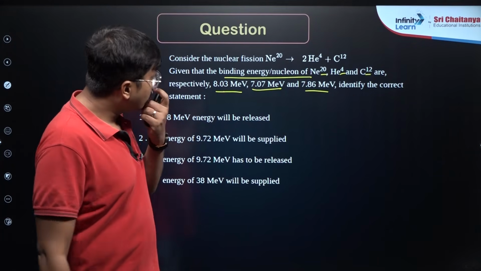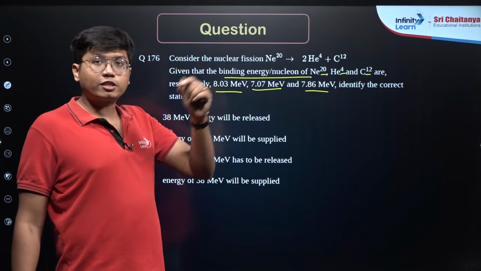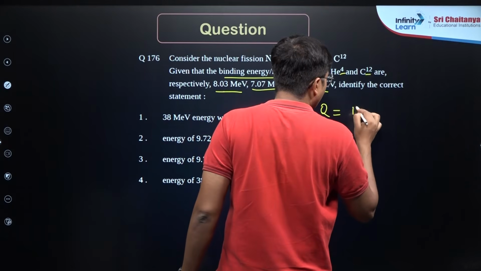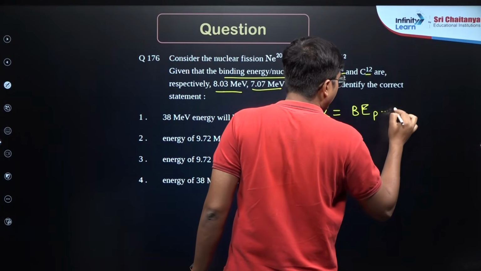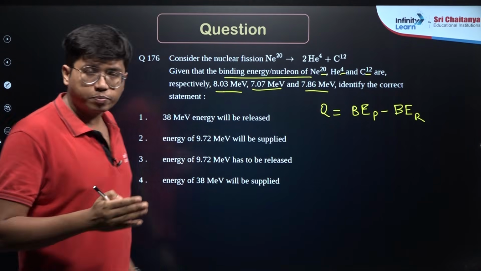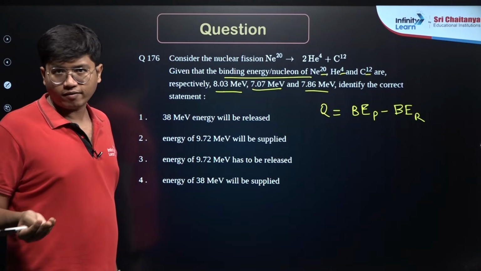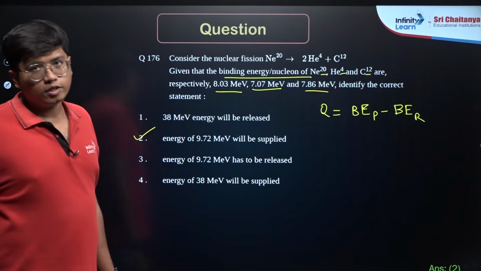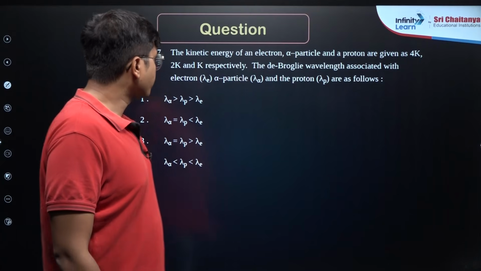Then the energy released is basically energy of the products minus energy of the reactants. Q is equal to binding energy of the products minus binding energy of the reactants. If you solve, if Q is positive, energy is released. If Q is negative, energy is absorbed. I think over here, energy has to be supplied. So Q would be negative for you.